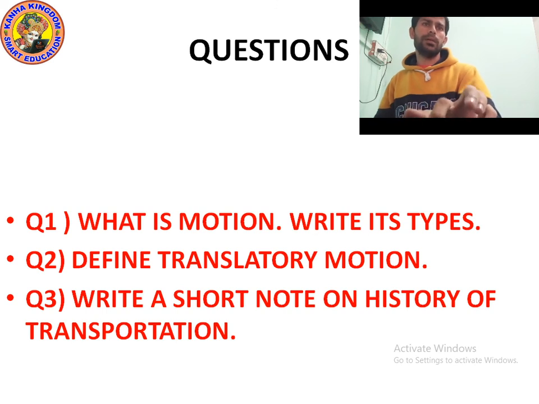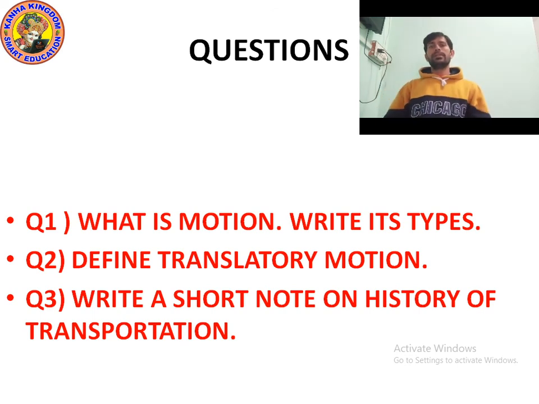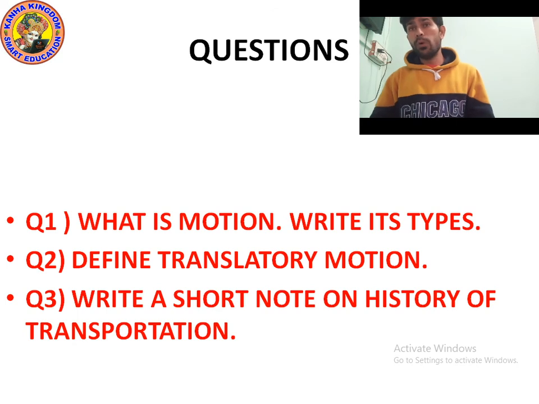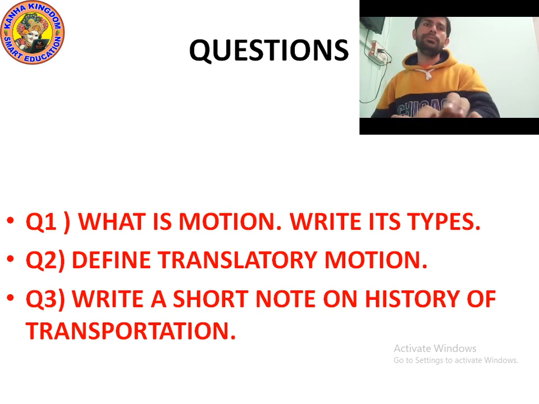Question number 2: define translatory motion. What is translatory motion? The motion in which all points of a moving body move uniformly along a straight line is called translatory motion. Now question number 3: write a short note on history of transportation.